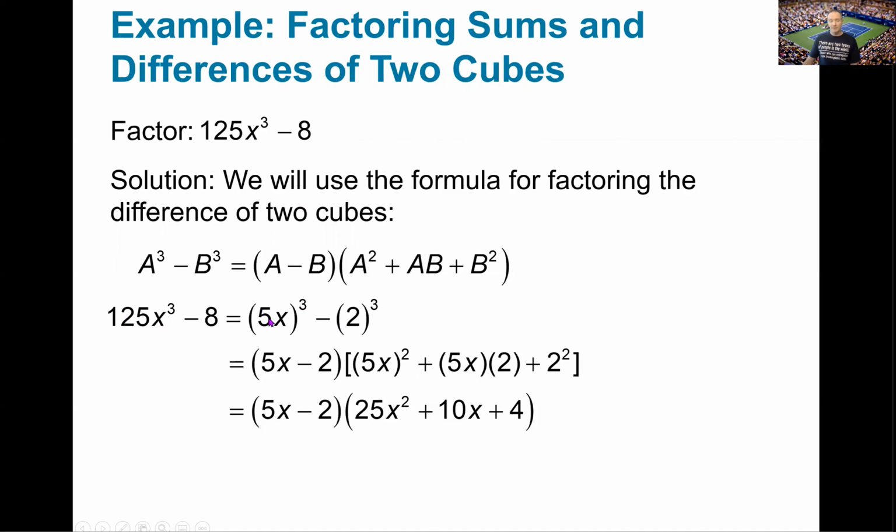Now I apply the difference of cubes formula. Okay, it's the first one minus the second one, 5x minus 2. Now it's the square of the first term, 5x quantity squared, and then plus these two multiplied by each other, 5x times 2, plus the second term squared. Then it's just an act of simplifying. The binomial expression is done, but the trinomial, I'll need to say 5x squared is 25x to the second, plus 2 times 5x is 10x, plus 2 squared is 4. Fully factored final form of the answer.